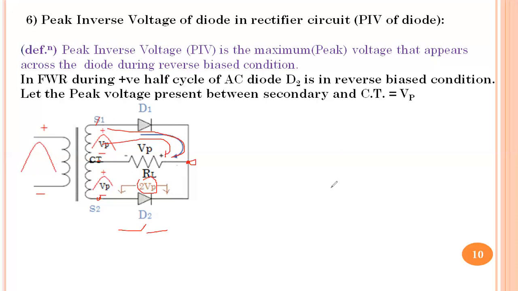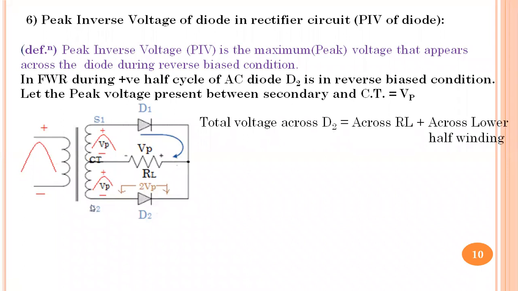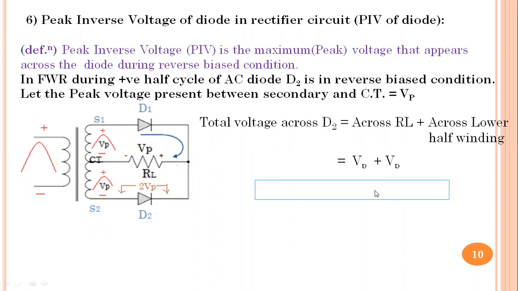Let's see now the illustration with the help of equations. We can write this concept once again for better understanding. So what happened here? The total voltage across D2 is the voltage across the load plus the voltage across the lower half winding of the secondary of the transformer. That means Vp plus Vp, which equals 2 Vp. So PIV equals double the peak voltage, which is one of the drawbacks of the center tap type of full wave rectifier circuit.